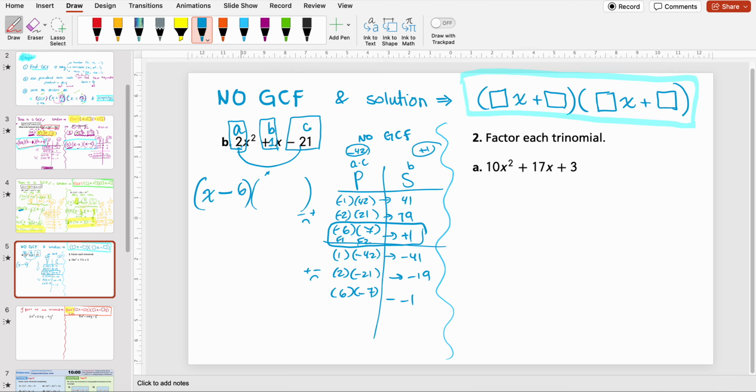Do you have an A? Yes, I do. Divide by the A. x plus the second factor, positive 7. Do you have an A? Yes, I do. Divide by the A. Am I done? No, you have to simplify.